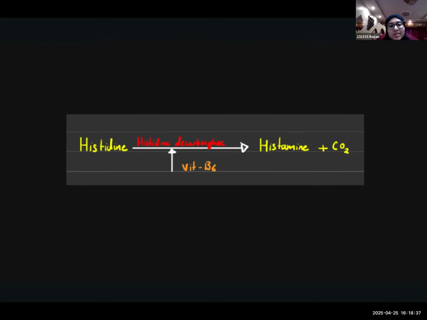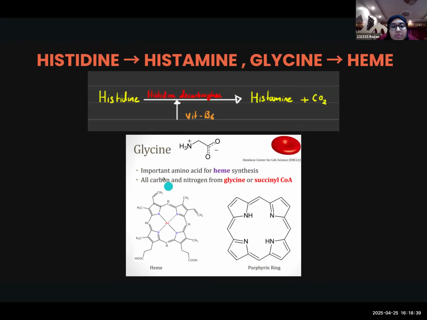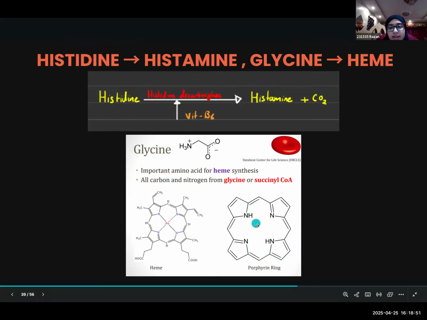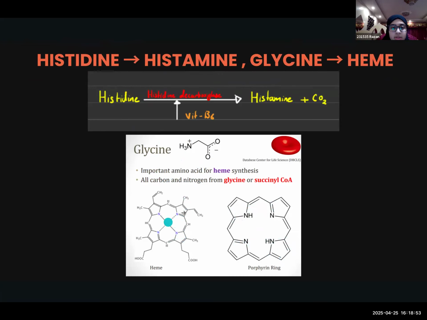this slide is just, I think, an extra. So here, glycine. From glycine, we can get heme. So what's heme itself? Heme is just a porphyrin ring, and in the middle there should be an iron atom. But we need carbon atoms, and we need nitrogen. So from where can we get them? We get them from glycine and succinyl-CoA. So this is the source of the nitrogen and carbon that we have in the heme structure.